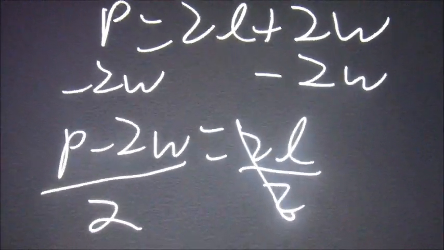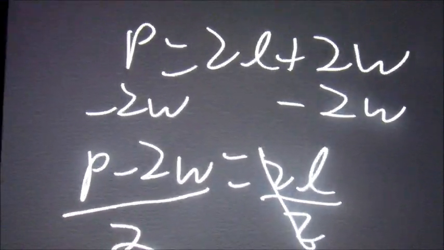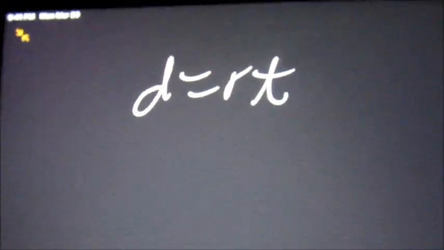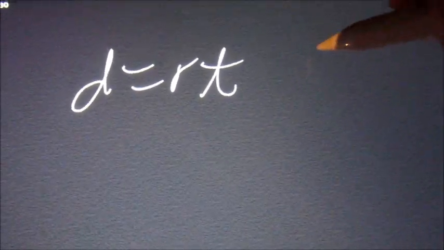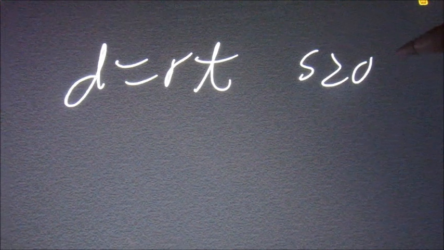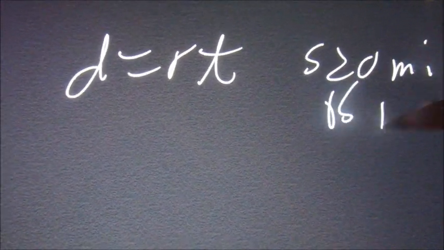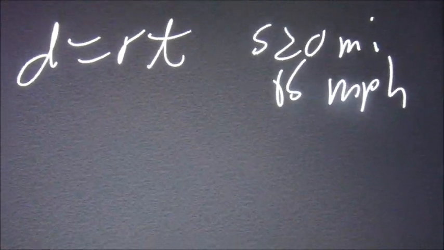And that's what the majority of these kinds of questions are going to be like, where you're solving for just a variable. But first, we're going to be given something like D equals RT. That's distance equals rate times time. And we're given that we go 520 miles, and the rate is 65 miles per hour. How long does it take?